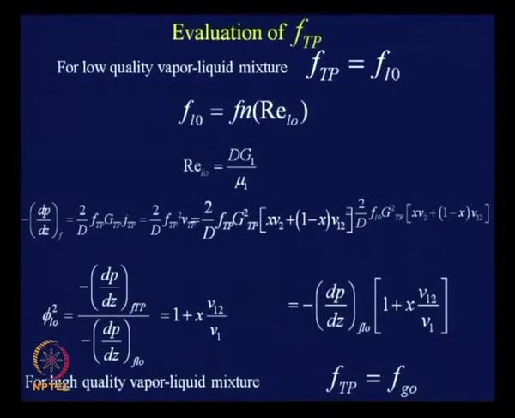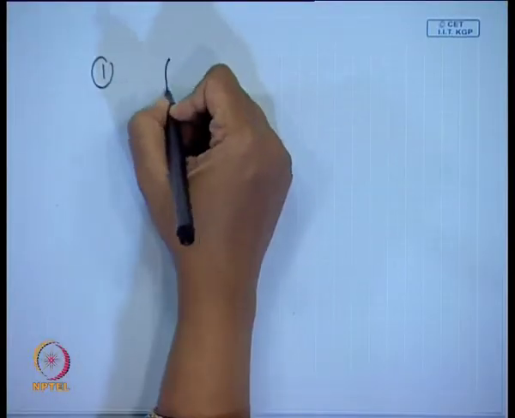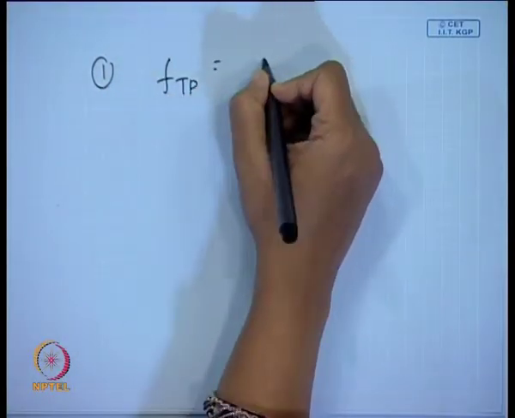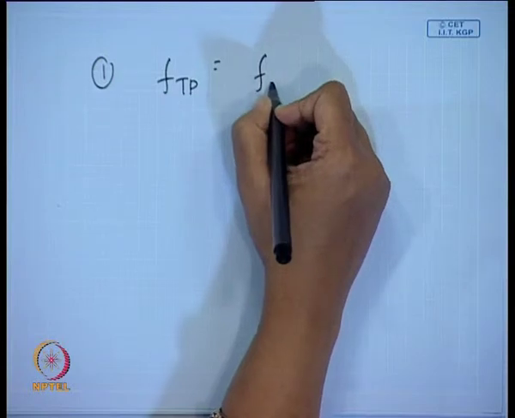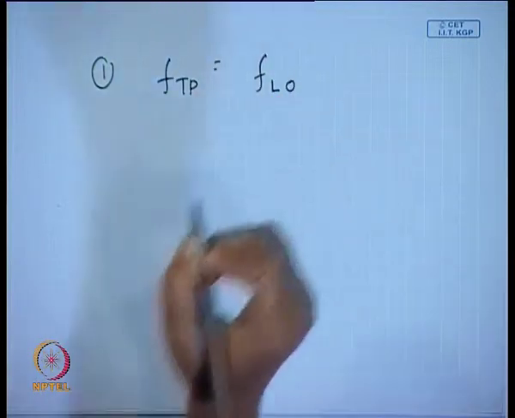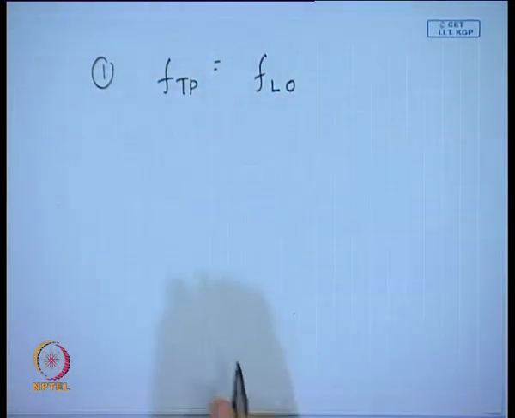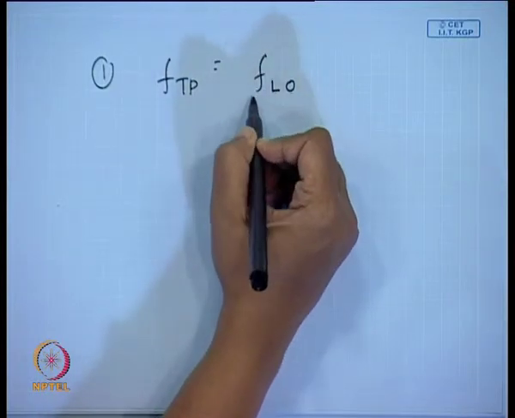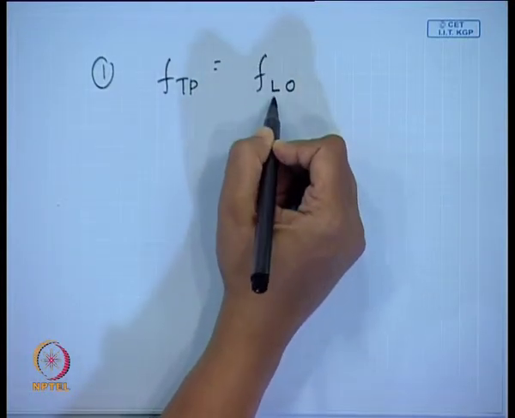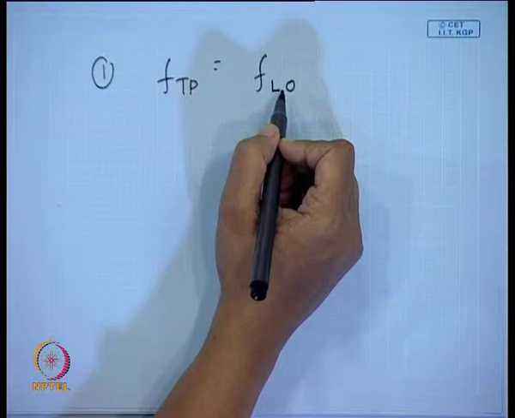Now, first thing is, suppose it is a low quality vapor liquid mixture. That means vapor is in a very small amount. Under that circumstance, I can write it down here, FTP is nothing but equal to FLO. What is this LO? This means that it is a friction factor when liquid only flows through the pipe.